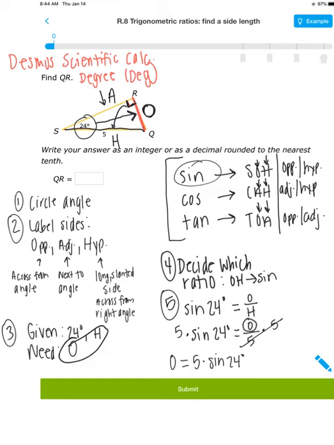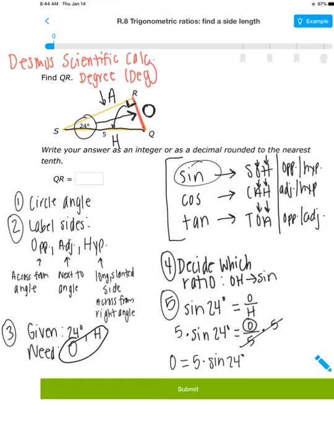Okay, so I'm going to go ahead and do that on my calculator. So I'm just typing in Desmos Scientific Calculator. And like I said, it's just going to pull up a really nice calculator. When I get that typed in, I just hit 5, multiplication sign, and then right on your screen, you should see sine, cos, and tan. Type the sine button, and then 24. And I get about 2.